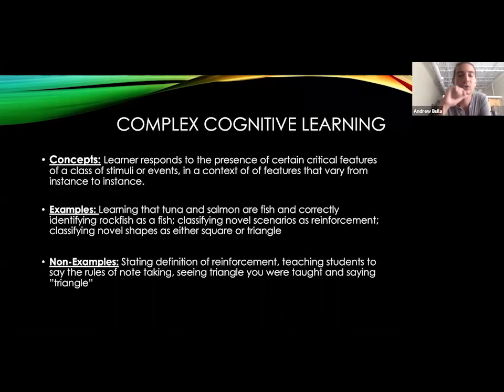Seeing a triangle you were taught and saying triangle. So because the teaching and testing stimuli are the same, that's column 2, that's an association. So by just seeing the same triangle that I learned was a triangle and saying triangle is not conceptual. That is memorization of that association.